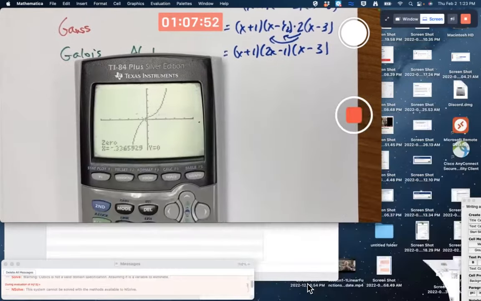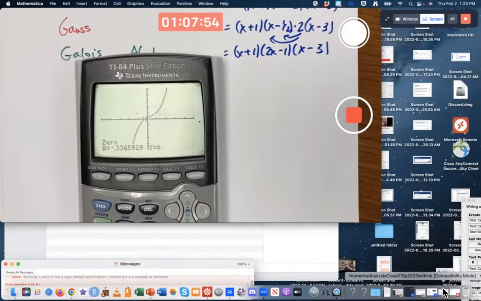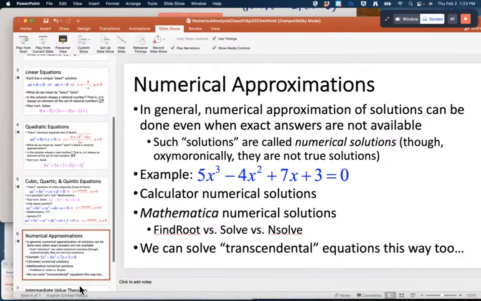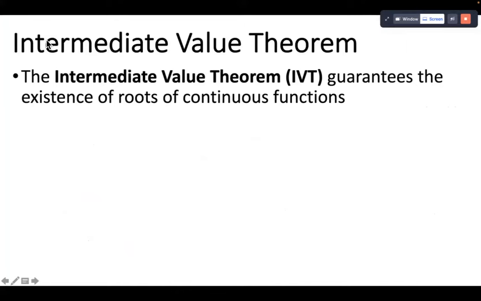We still have a proof to do. We got 8 minutes left. Based on something called the Intermediate Value Theorem. The Intermediate Value Theorem, or IVT for short, guarantees the existence of roots of continuous functions that are not necessarily functions you're used to, but they do have to be continuous.